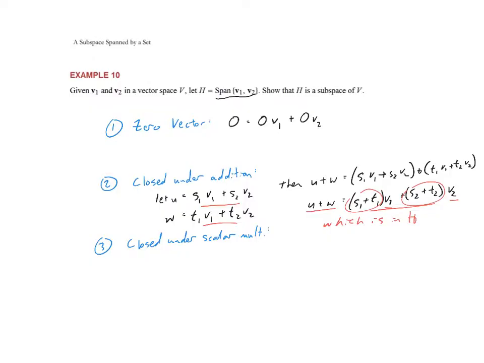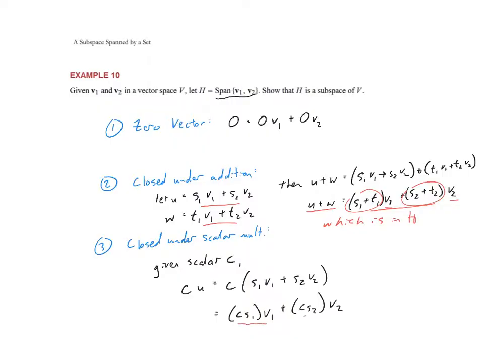The last piece here, we've got to show that we're closed under scalar multiplication. So I'm going to say given scalar c, what is c times u equal to? Well, it's c times (s1 v1 plus s2 v2). And I can rearrange, regroup, and all that to show that this is c s1 v1 plus c s2 v2. The s there is not a subscript; it's a regular s. And hopefully you can tell this is a linear combination of v1 and v2.